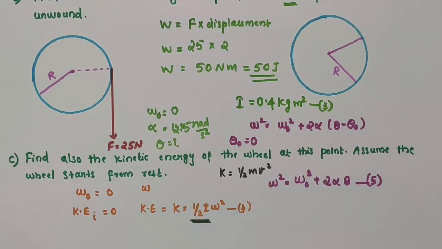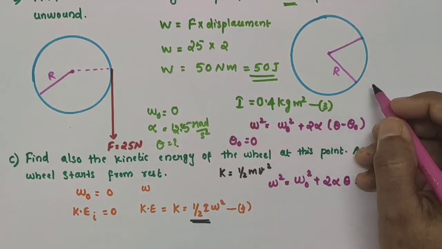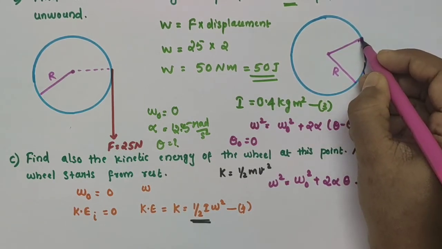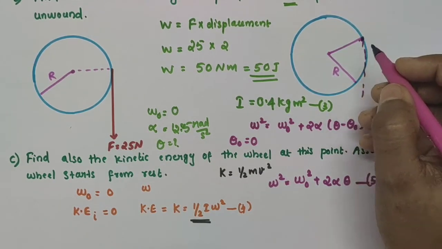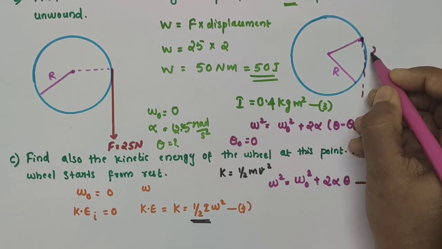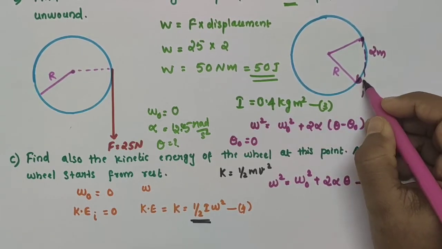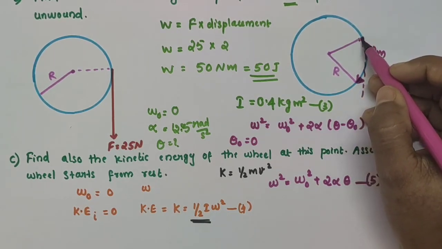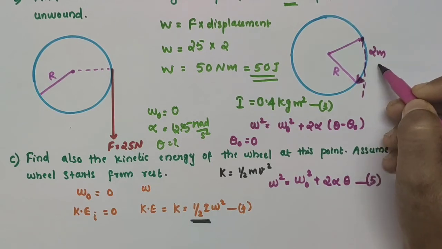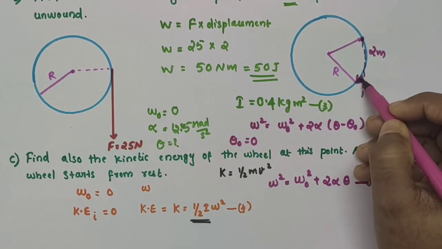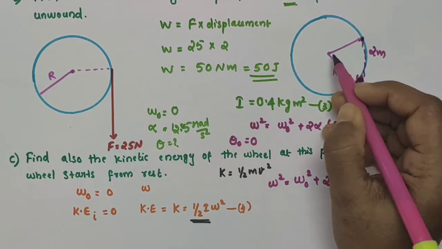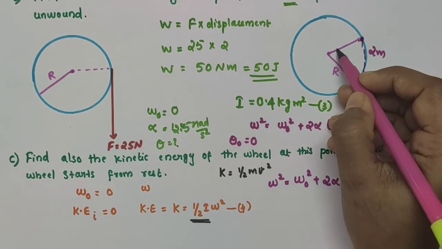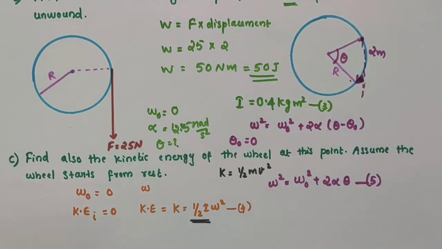So let us consider a point in the cord somewhere here. The cord is like this, no? Then when it unwinds, the point displaces by 2 meter and reaches somewhere here. Initially we are considering a point in the cord somewhere here. When it unwinds, it displaces by 2 meter and reaches here. Then from here to here, this is actually the radius, r. Let the corresponding angular displacement be theta.